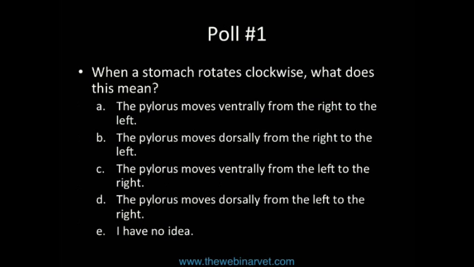So the first poll: when a stomach rotates clockwise, what does that mean? A, the pylorus moves ventrally from the right to the left. B, the pylorus moves dorsally from the right to the left. C, the pylorus moves ventrally from the left to the right. D, the pylorus moves dorsally from the left to the right. Or E, I have no idea.